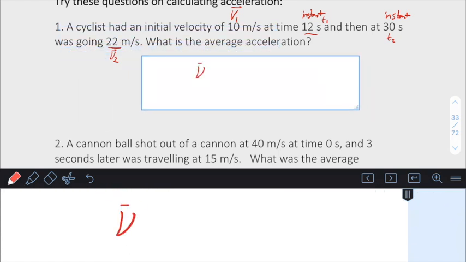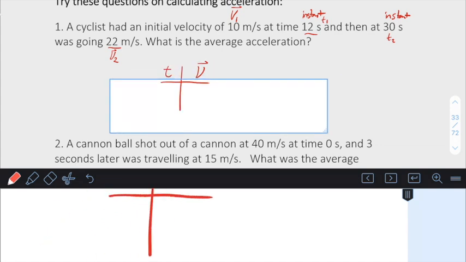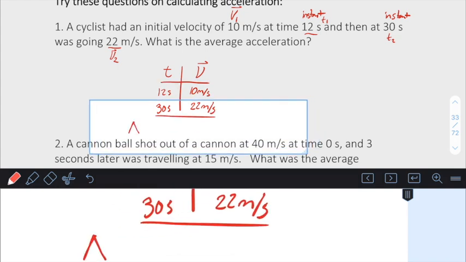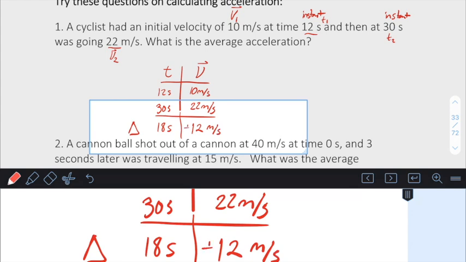So think about it like this. Often you'll write something out with sort of a time graph, and at 12 seconds we were going 10 meters per second, and at 30 seconds, we were going 22 meters per second. So what is the change? The change in time is 30 minus 12, which gives us 18 seconds. And the change in velocity is 12 meters per second.